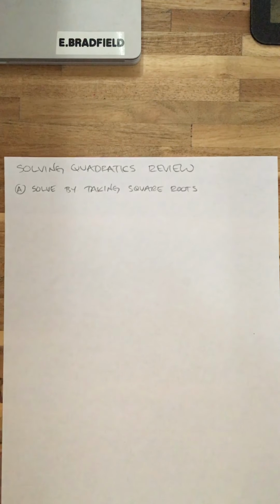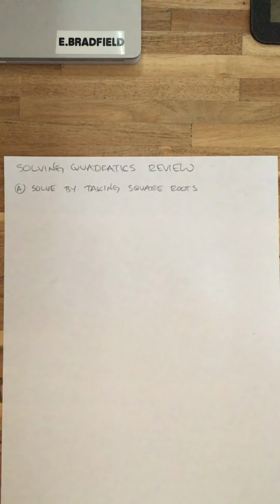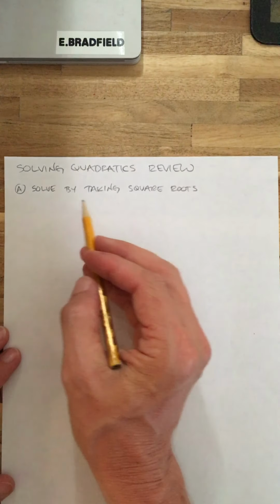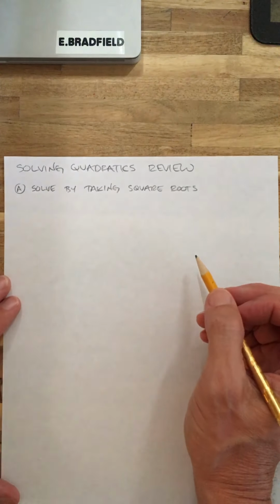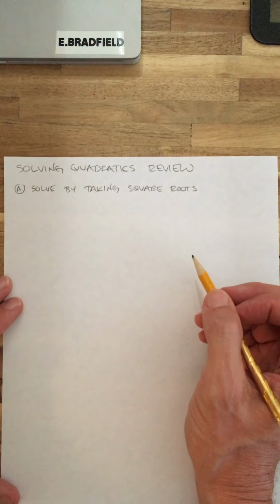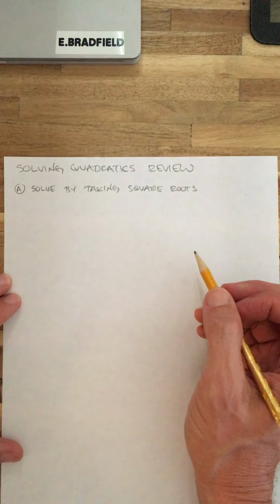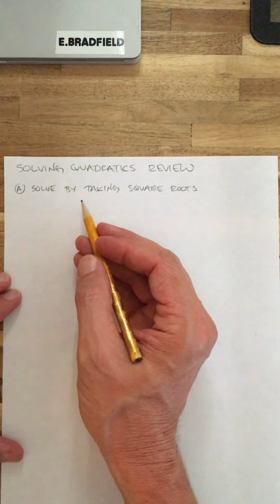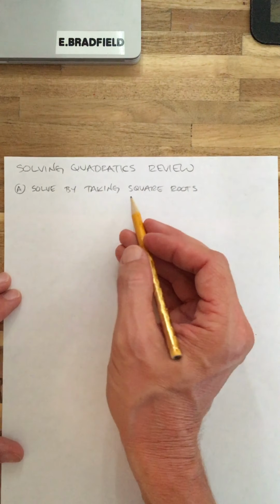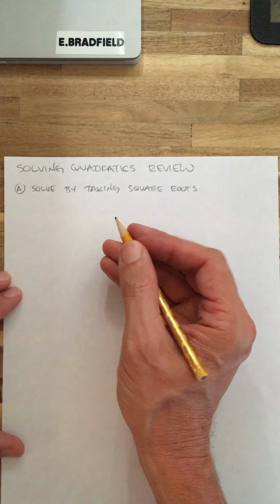Hey guys, so today we're just going to be reviewing some of the techniques that we've been learning to solve quadratic equations. The first one we're going to revisit is solve by taking square roots. The first thing you have to remember is when to use it. You're going to solve using this method, taking square roots, when you're missing the b term.